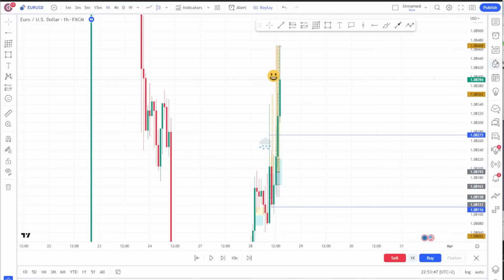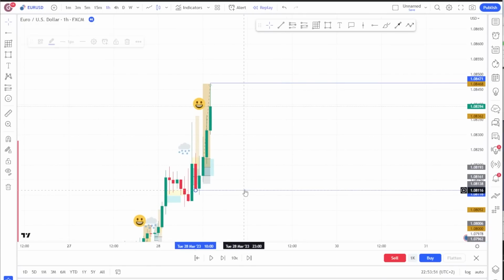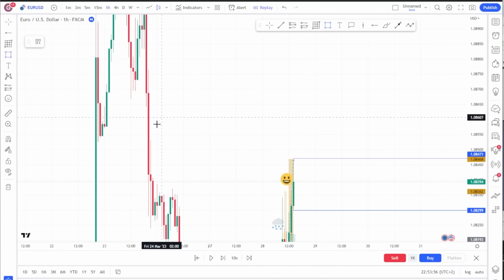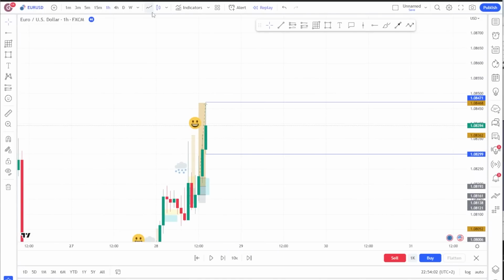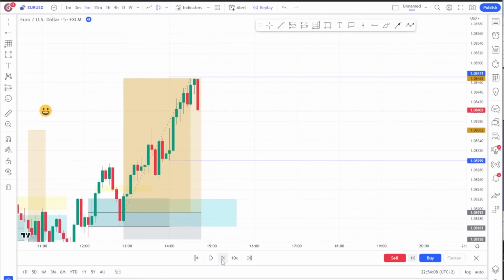So again, we repeat the process once again. We go on to the 1 hour, mark out the high. Again, obviously our bias is long at this point. You can also see if you look above, there's a fair value gap here that price we know is going to most likely want to fill. So with that in mind, we are looking for long biases.